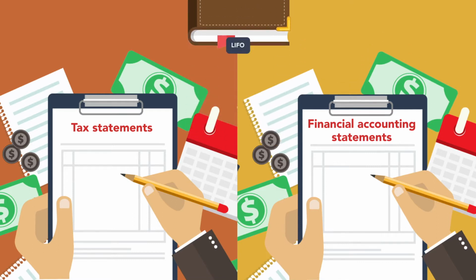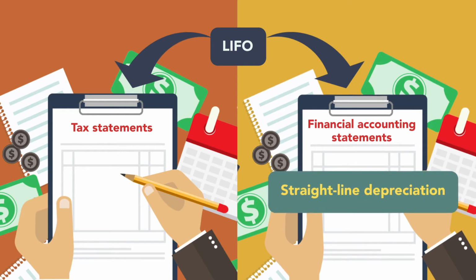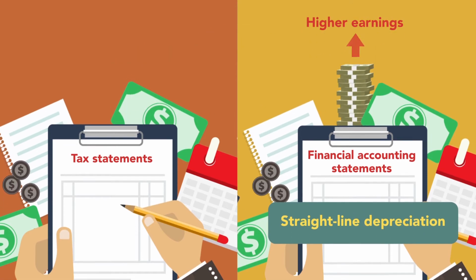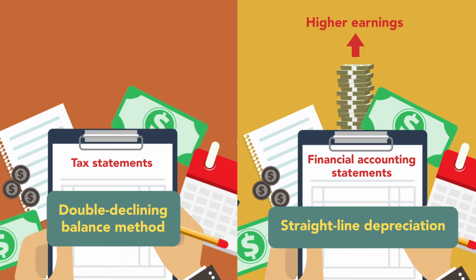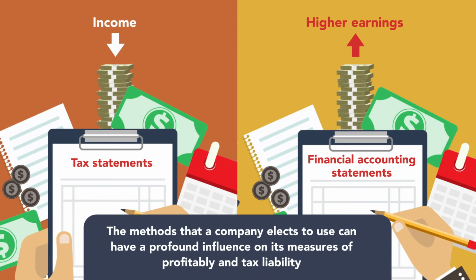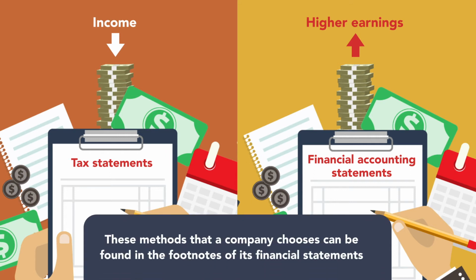For example, Acme Corporation uses the LIFO method for both its financial statements and tax reporting obligations. However, it uses straight-line depreciation for its financial reporting because the straight-line method tends to report higher earnings, while it uses the double declining balance method of accelerated depreciation for tax purposes because it tends to lower income. The methods that a company elects to use can have a profound influence on its measures of profitability and tax liability, and these methods can be found in the footnotes of its financial statements.